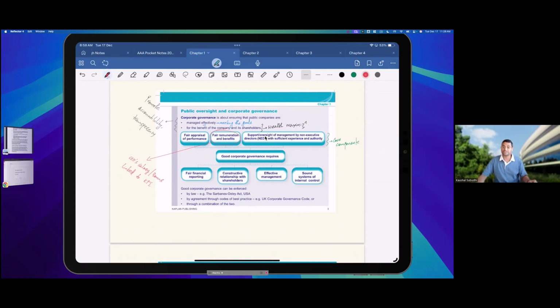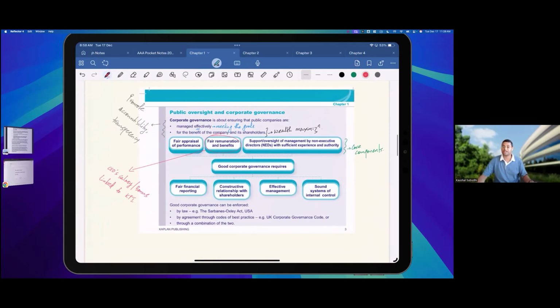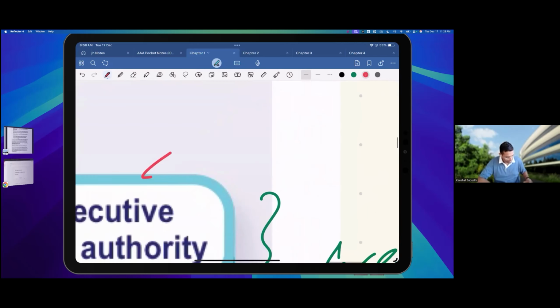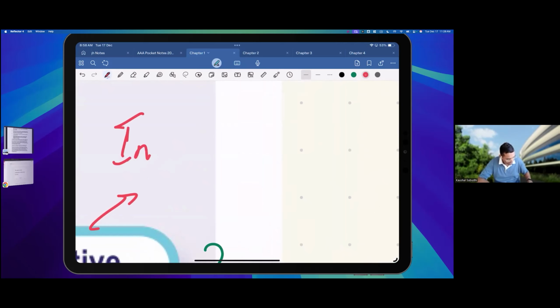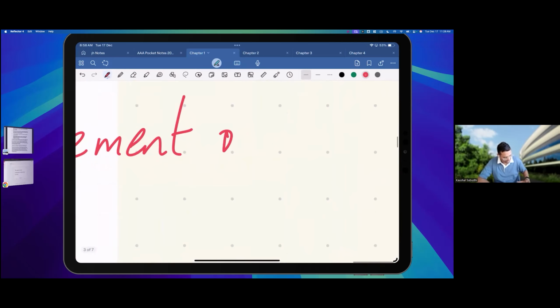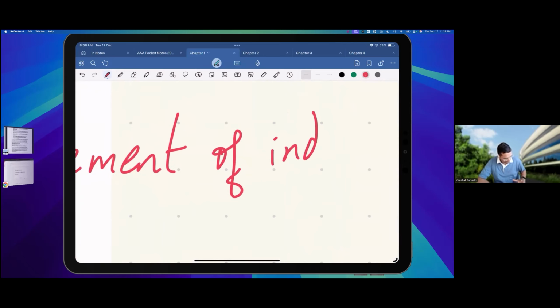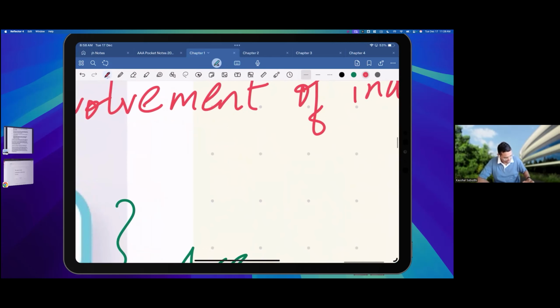Now, next up, what you have is, support and oversight of the management by non-executive directors with sufficient experience and authority. Something which is, again, very important, right? So if you don't make the independent directors involved, now the company is never going to prosper. It's never going to prosper. So this is basically talking about what? It talks about the involvement of independent directors.